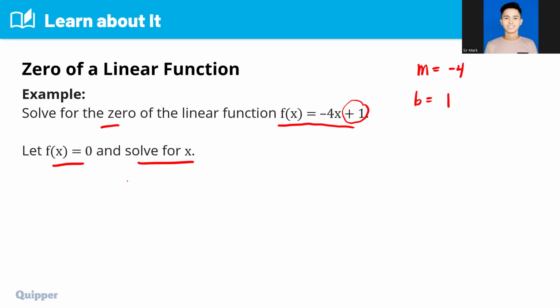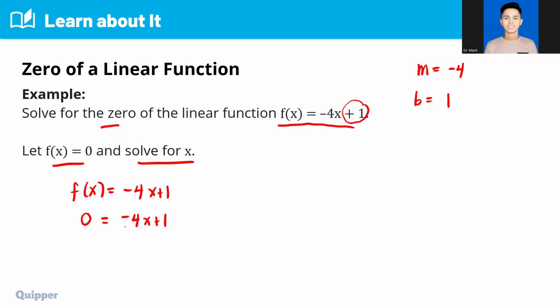So the given is f of x equals -4x plus 1. We simply need to equate f of x to 0. So we will just make f of x 0. So 0 equals negative 4x plus 1. And then we will just solve for x. How do we solve for x?